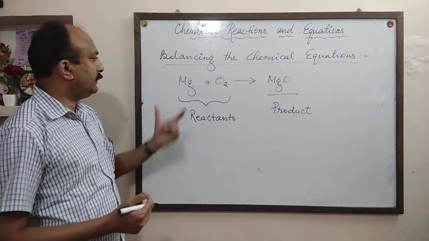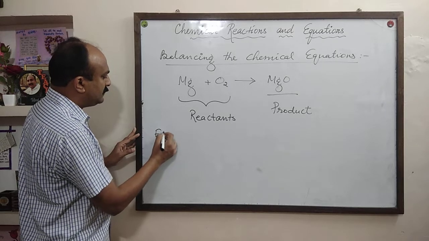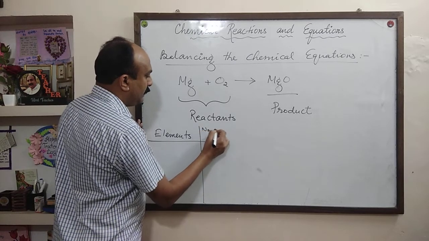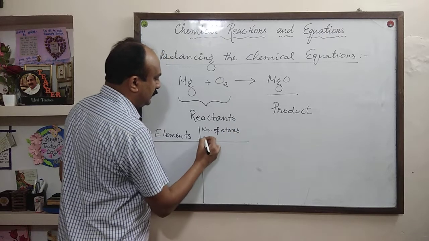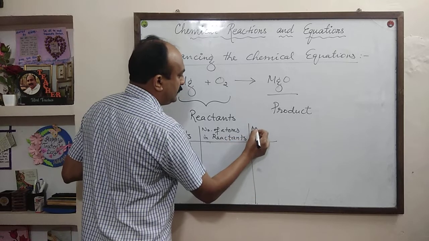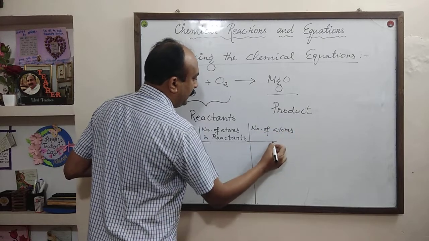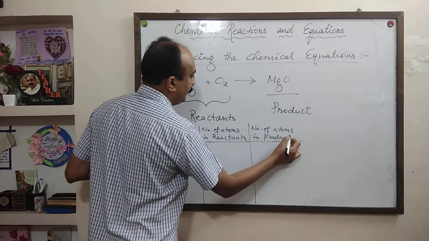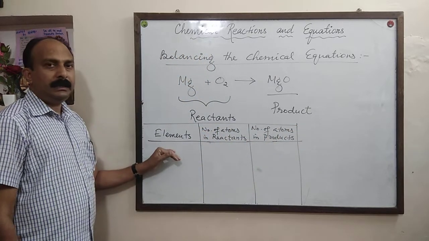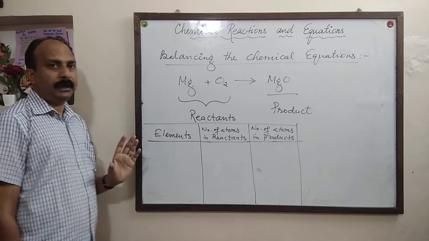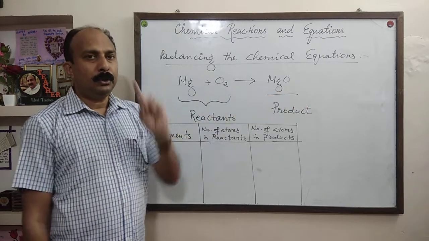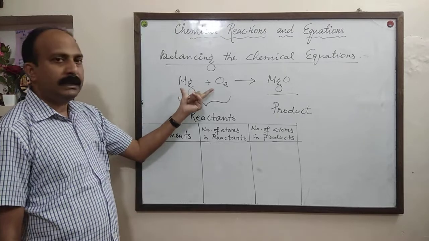Now let's see how we can do it. So first of all we will write the names of the elements present. Then we will write the number of atoms of that particular element in reactants. Then let us see what is the number of atoms of that particular element in product. So I have made a table like this. I will be writing each element that takes part in the chemical reaction. We know that the elements that take part in the chemical reaction will be the same that you will see in the product also. No new element is formed in a chemical reaction.